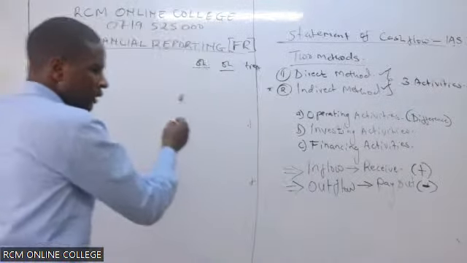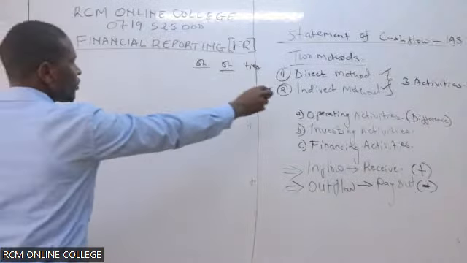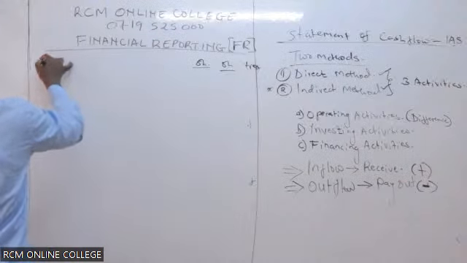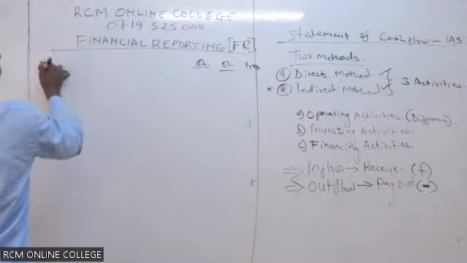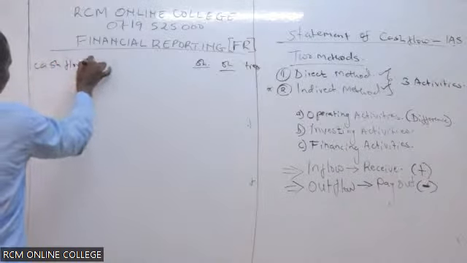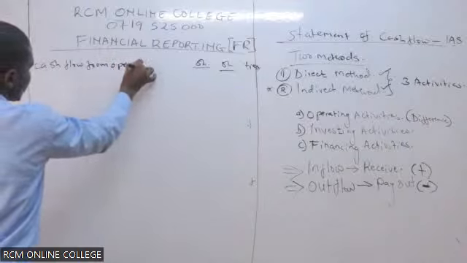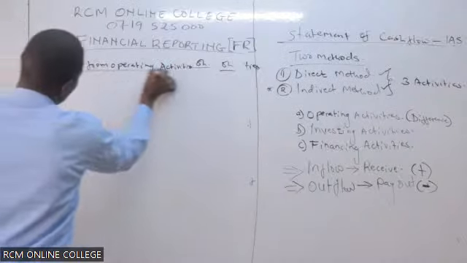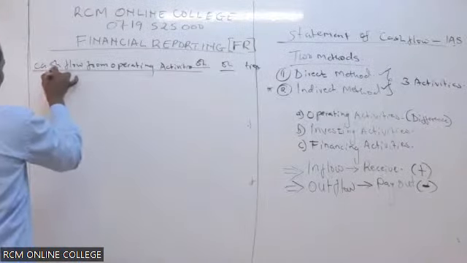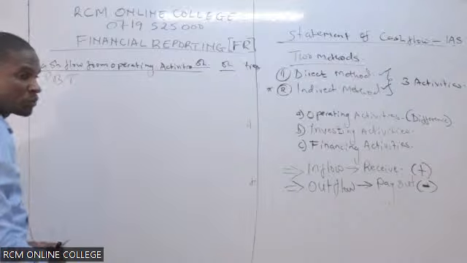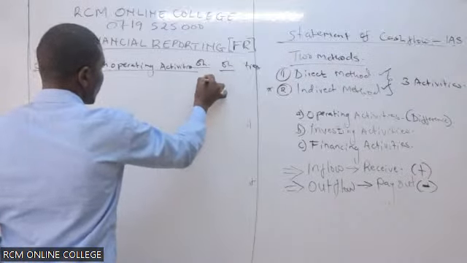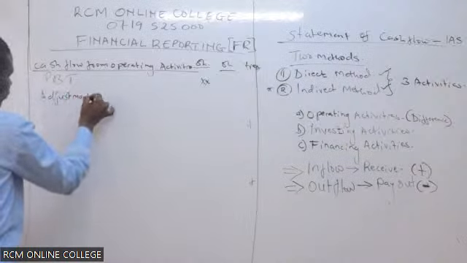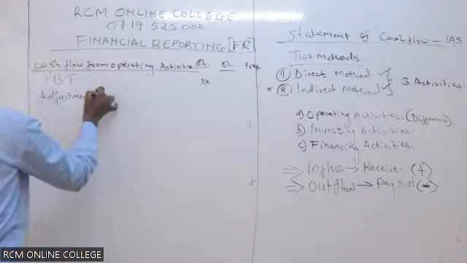So we are saying indirect method. When you're using the indirect method, of course, we shall be having two columns here, and then we shall start with the cash flow from operating activities. Under cash flow from operating activities, we shall be having profit before tax, and you can record it maybe in the first column. Then you do some adjustment for the items that we call non-cash items.